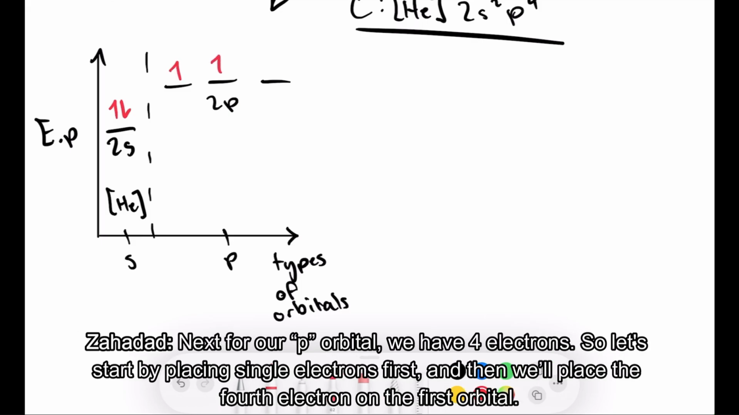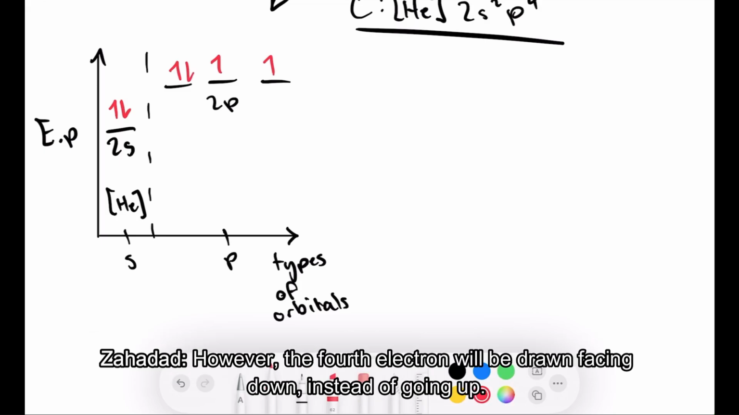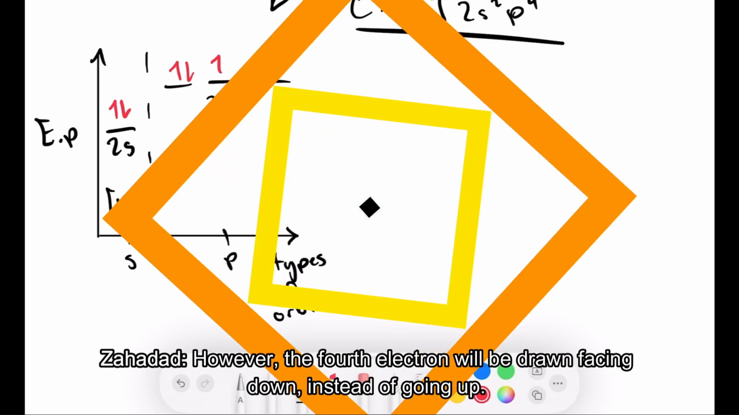For our P orbital, we have 4 electrons, so let's start by placing the single electrons first, and then we'll place the 4th electron in the first orbital. However, the 4th electron will be drawn facing down instead of going up.